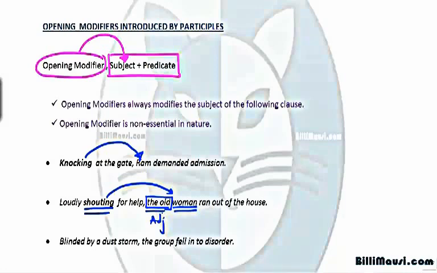So let's move to the next sentence. Blinded by a dust storm, the group fell into disaster. Blinded is modifying group.